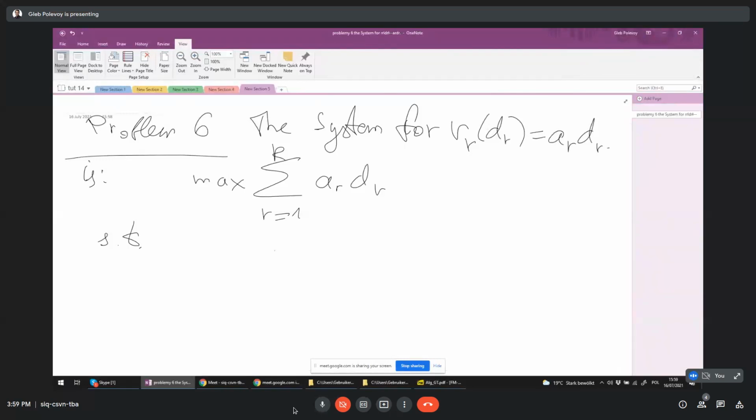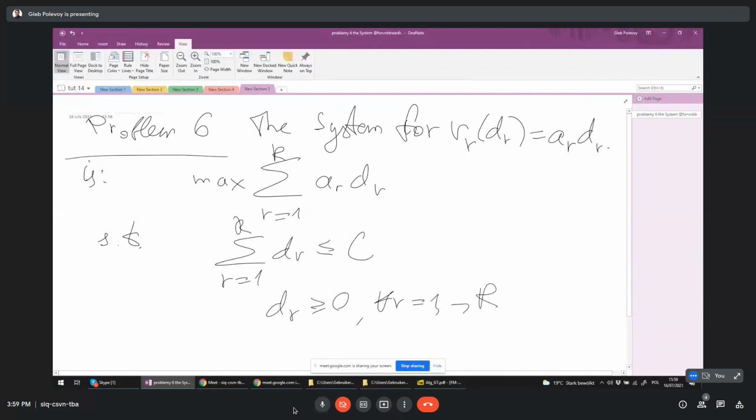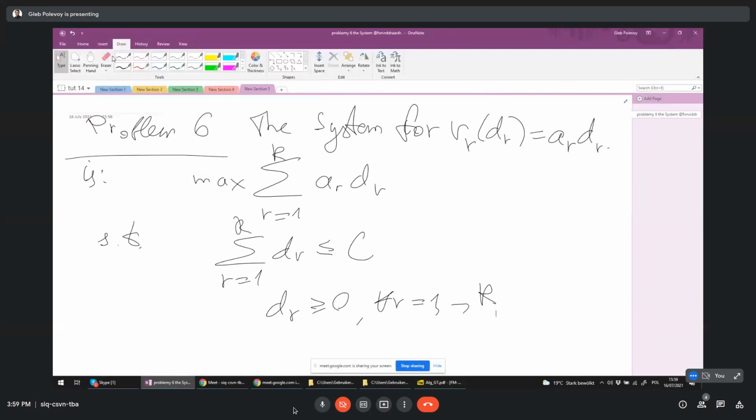The sum of d_r is at most some c, and each one, of course, is non-negative. So these are the conditions. Not reals, it's just R, the number R. Don't confuse R with reals. I hope you don't confuse it. Let me just write a bit more clearly.